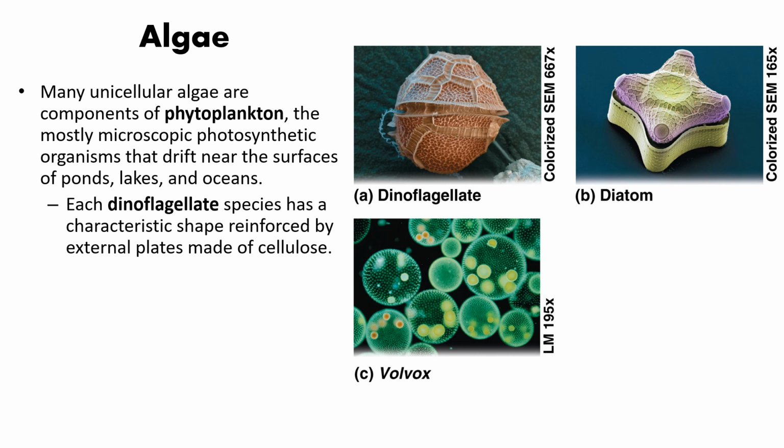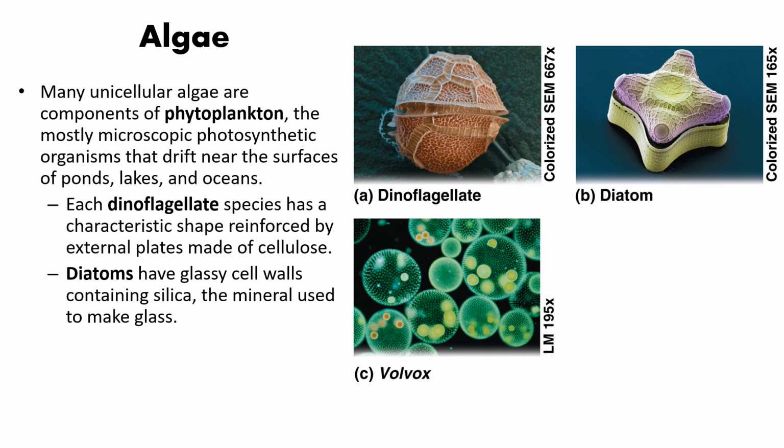There are going to be groups. One is called dinoflagellates. These are going to be species that have reinforced external plates made of cellulose that you can see in this first picture. They're then going to have diatoms. These have glassy cell walls that contain silica, which is a mineral they use to make glass. And so they're made out of a similar component. And this last group, the green algae, which are named for their green chloroplasts.